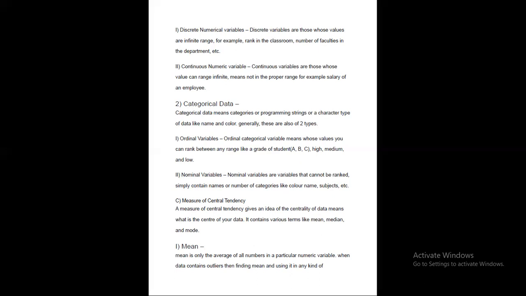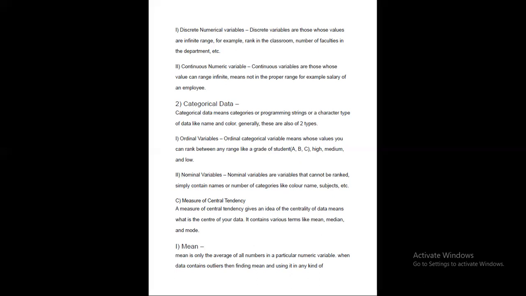Sir, add up the weights of all the students and divide by the number of students. Very good. So that is the answer, right? So we'll take the average of those weights.